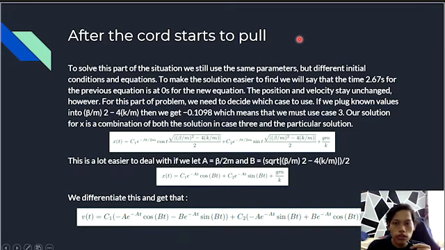For this part of the problem, we need to decide which case to use. If we plug known values into this, then we get negative 0.098, which means that we must use case 3. Our solution for x is a combination of both the solution in case 3 and the particular solution. This is the first equation, and it will become easier if we let a equal to this and b equal to this, and the equation becomes this. And if we differentiate this, we get the next equation, which is this.